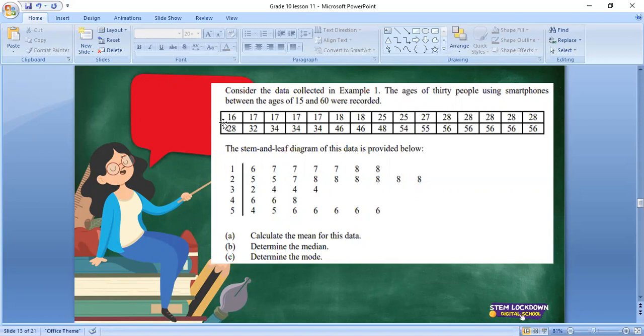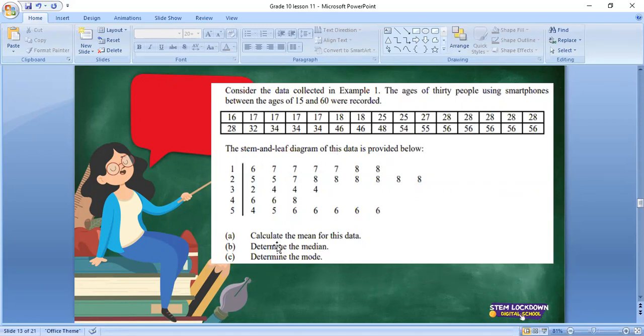For the mean, we said you add all your values and divide by how many they are. So how many are there? There are 30. So you add all of them together, 16 plus 17 plus 17 plus 17, you add them all together, and then whatever you get, you divide by 30, and that will give you the mean.